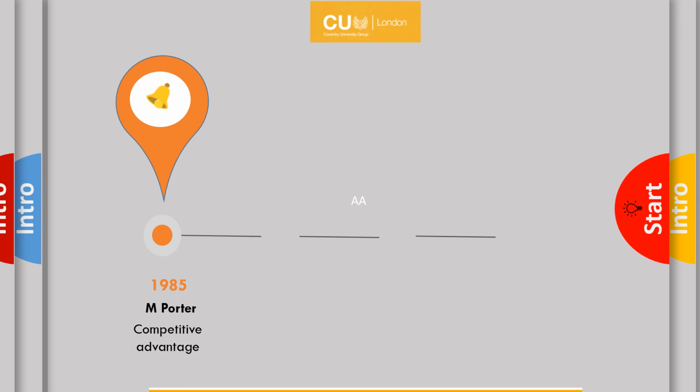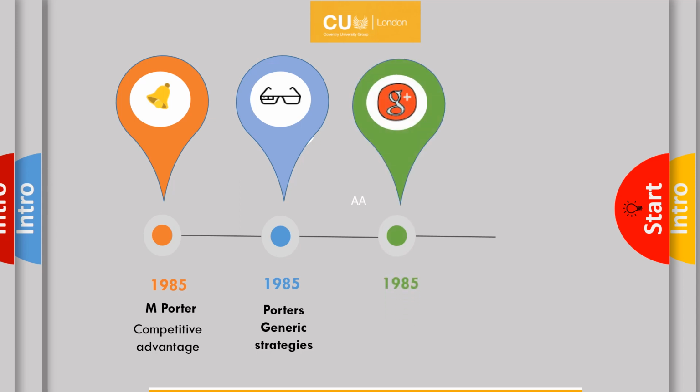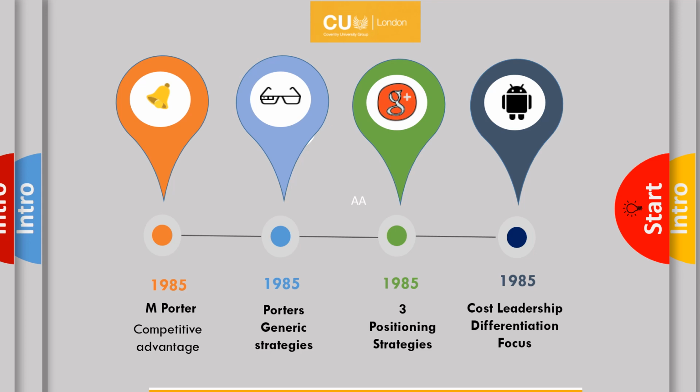So if we look at Porter's generic strategy, this was first published in 1985 by Michael Porter. And here Michael Porter came up with his generic strategies in terms of positioning. And the three positioning strategies that he looked at were detailed in his book. And these three positioning strategies included a cost leadership, differentiation and a focus strategy.